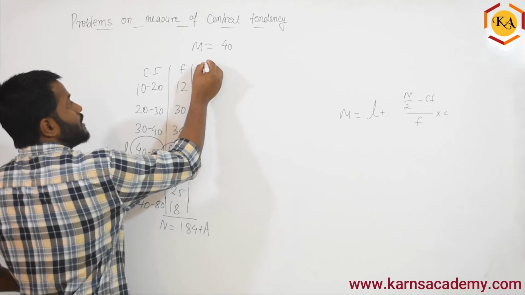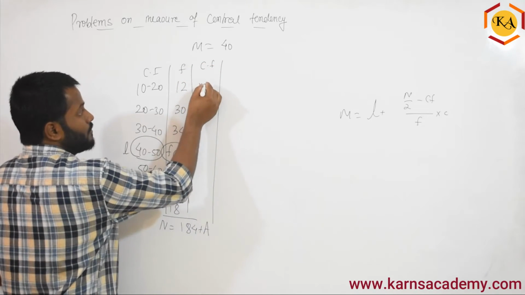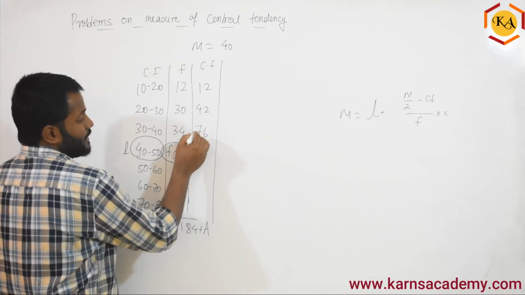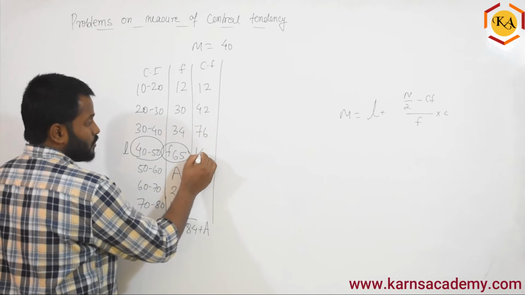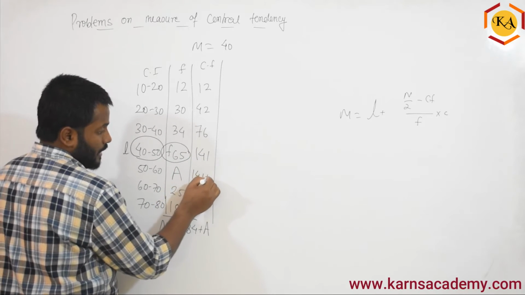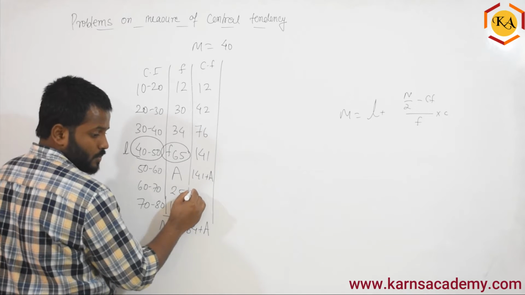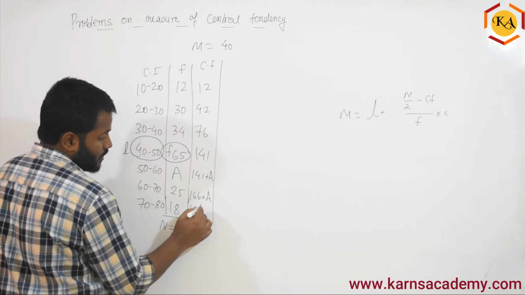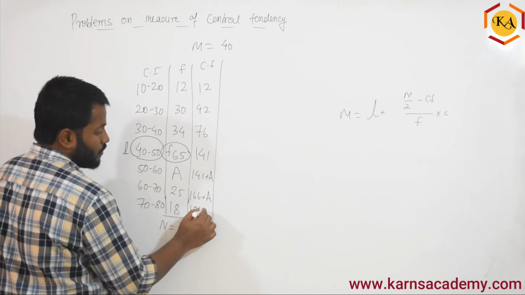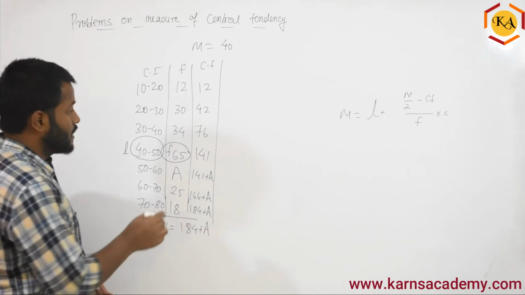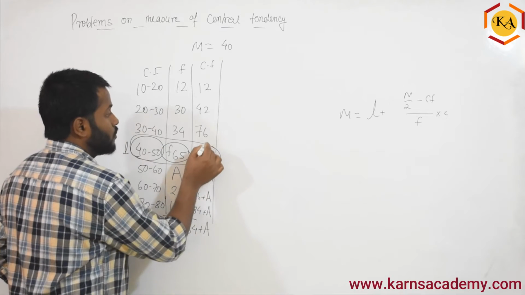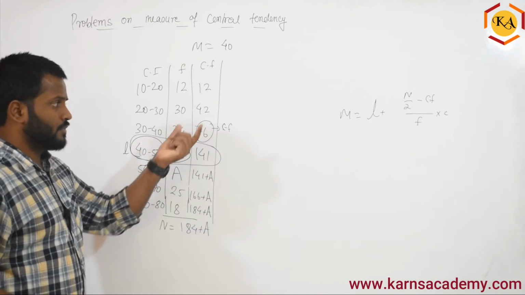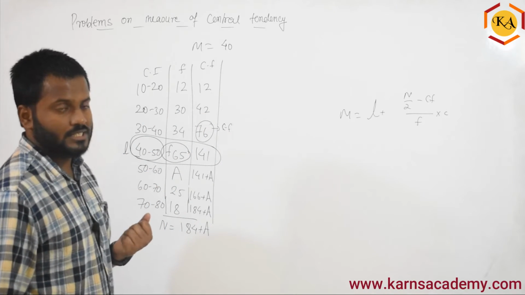CF we have to find out. So let's find out the CF. That is 12, 42, 42 plus 34 is nothing but 76, 76 plus 65 is nothing but 141, 141 plus 25 is 166 plus a, 166 plus 184, 184 plus a, right? Which means if you are selecting this particular row, this is your CF value, correct? The preceding CF you take, this is your L and F. Let's substitute everything and see what exactly is happening.